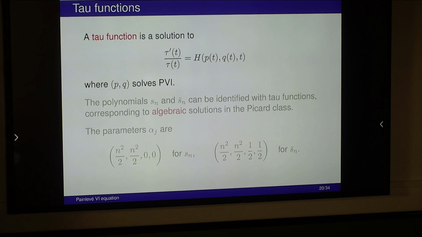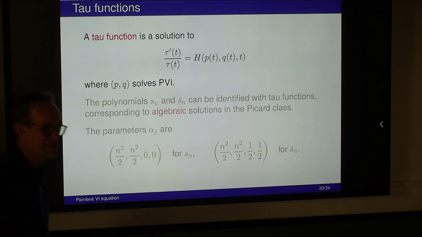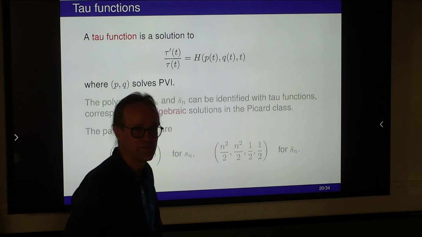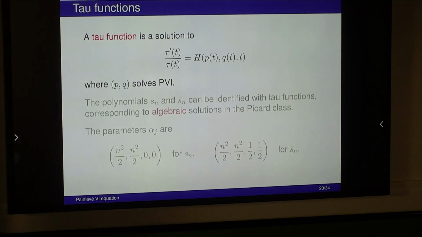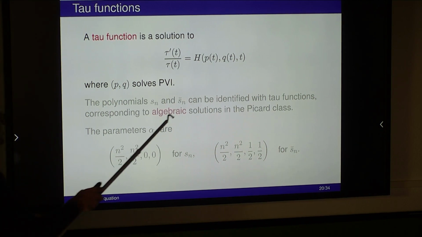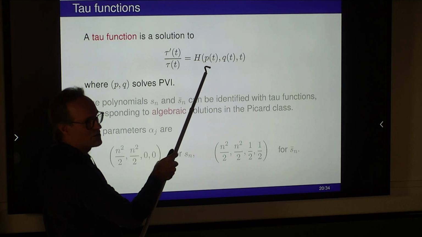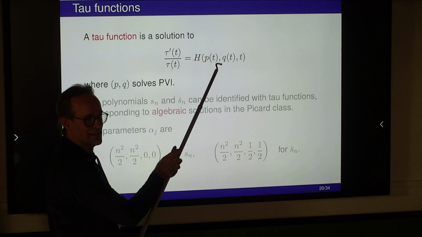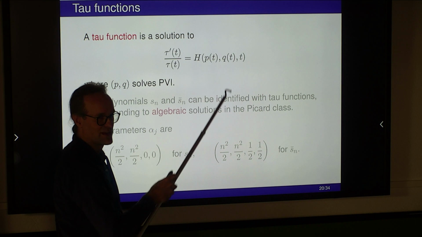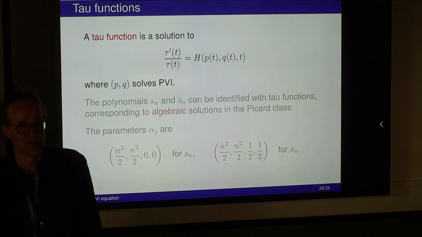Okay, so I'm trying to come to what these S and S bar really mean for Painlevé 6, and for that I need to say what tau functions are. For me, a tau function is just something that generates the Hamiltonian flow. So you take the Hamiltonian, you plug in the solution, and then the logarithmic derivative of the tau function should be this Hamiltonian.